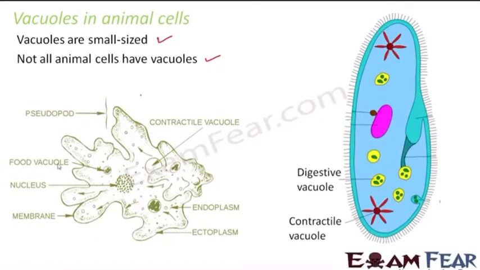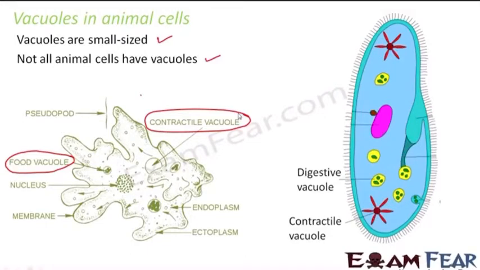So in amoeba you have this vacuole, the food vacuole. Similarly, you have another vacuole, that is contractile vacuole. So you can have multiple vacuoles. You can have more than one vacuole, but the size of each of the vacuoles is small. So the food vacuole will help in intake of food material. Similarly, the contractile vacuole will help in the contraction.